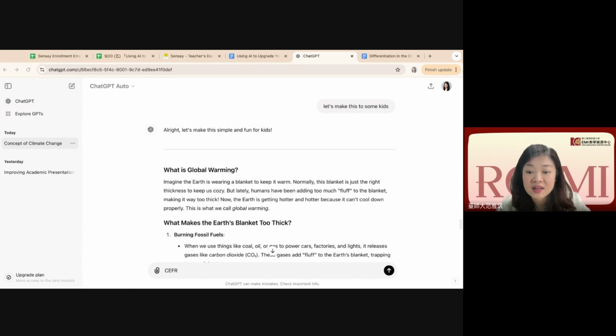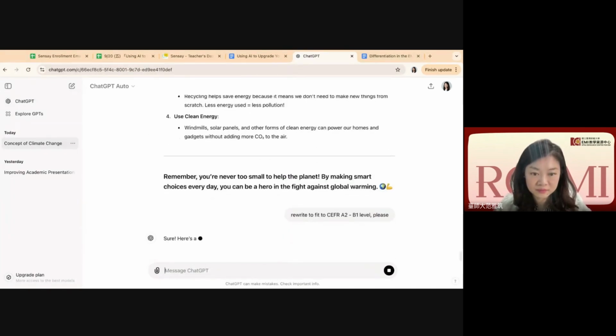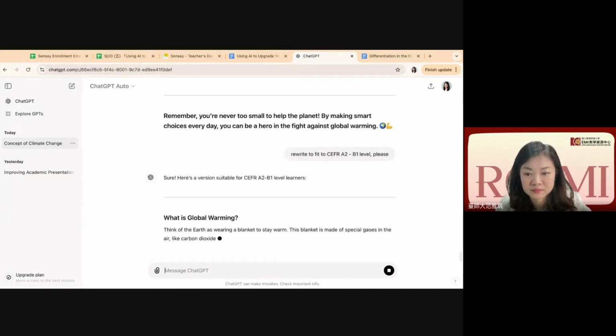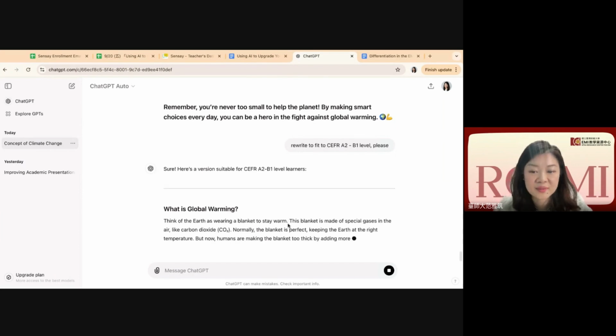All right. Yeah, that's what I thought. So like A2 to B1 is the majority. Okay. Then rewrite to fit to CEFR A2 to B1 level. Okay, sorry, it's about a blanket.